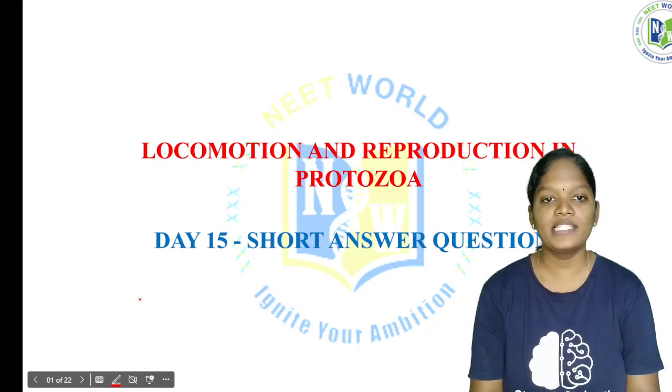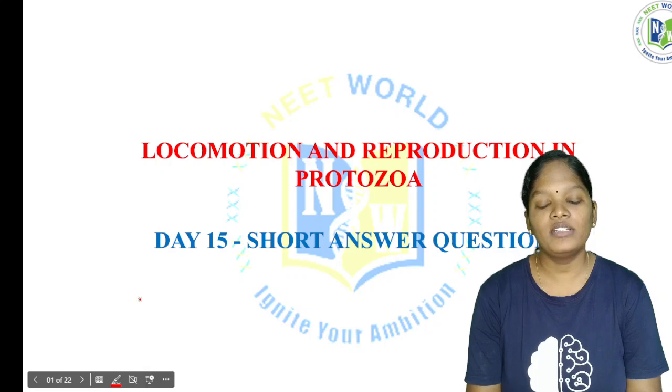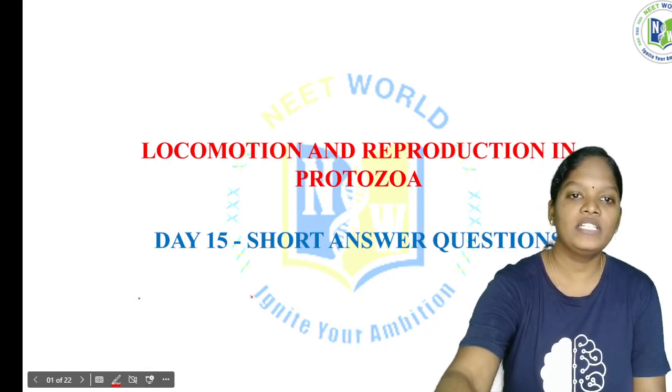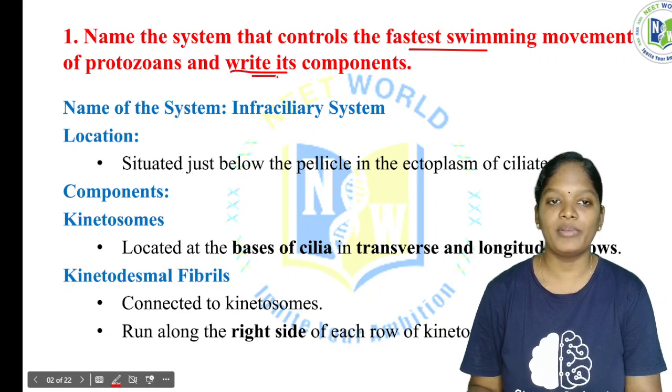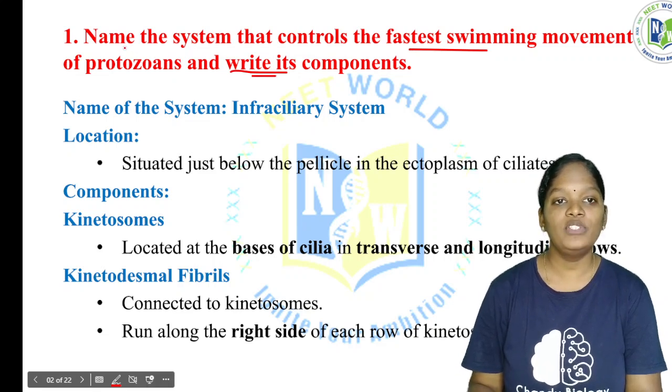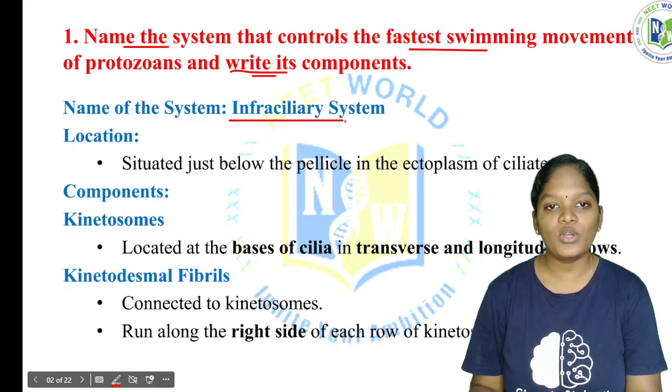So in today's class we are going to study the short answer questions in the chapter called locomotion and reproduction in protozoa. Okay, so the first question is: name the system that controls the fast swimming movement of protozoans and write its components. First we have to name the system that is controlling fast swimming movement, and that system is called the infraciliary system.